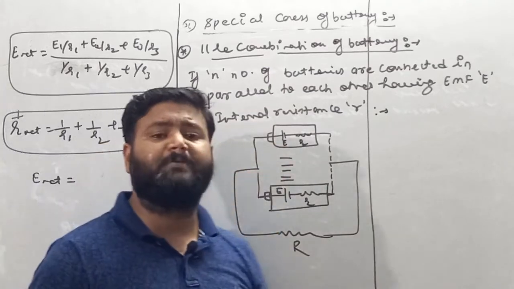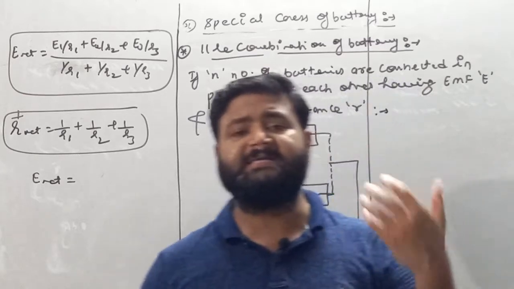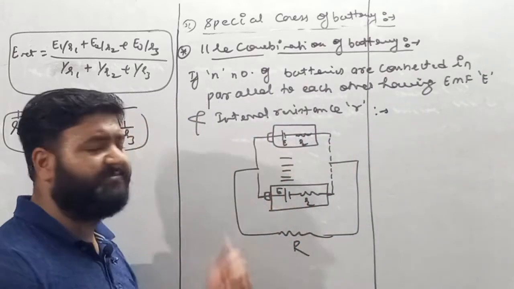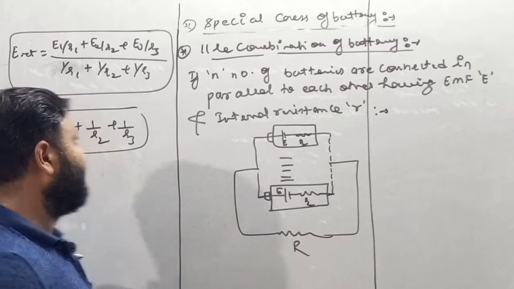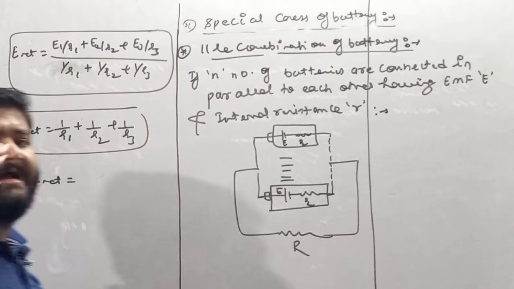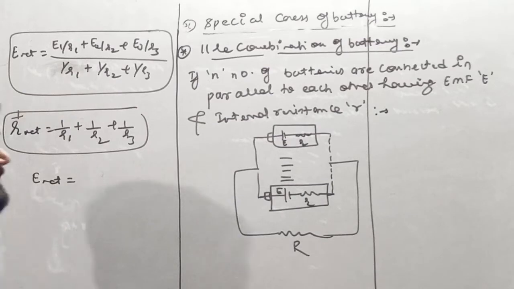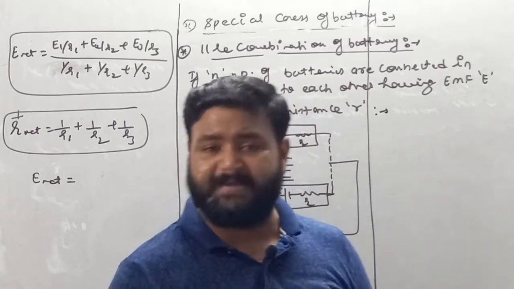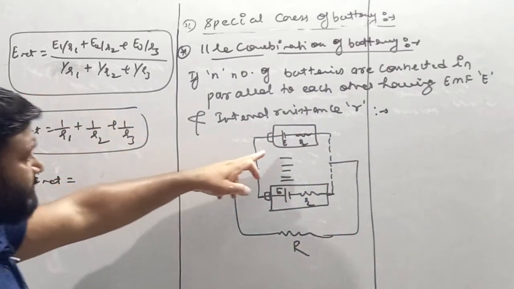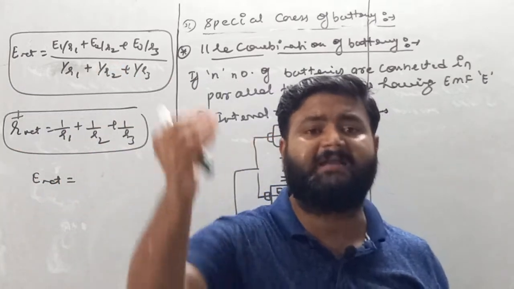So let's suppose n number of batteries are connected in parallel with each other, and each battery carries the same EMF and the same internal resistance. Let's suppose EMF is E and internal resistance is R. So E1 by R1 plus E2 by R2 plus E3 by R3 divided by 1 by R1 plus 1 by R2 plus 1 by R3. This is the formula of E net. Now see, we have all batteries with the same potential and the same internal resistance. So according to our situation, it is E by R plus E by R plus E by R, n times E by R.